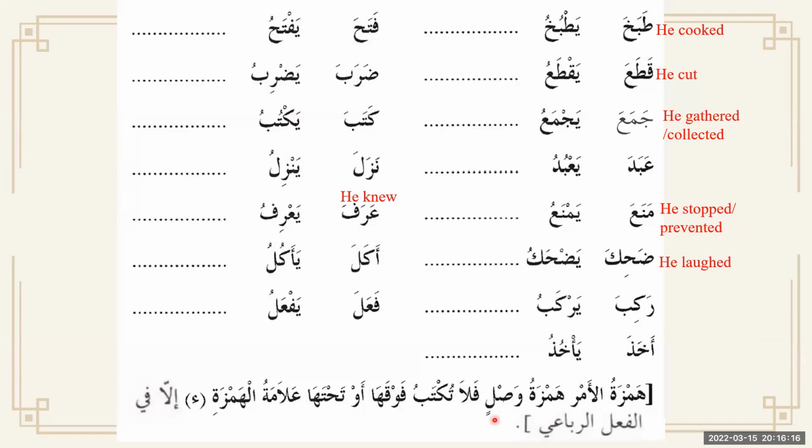Hamzatul Amri, Hamzatul Waslin. What does it mean? This itself is a jumla. If you remember, brothers and sisters, when I was teaching you book 1 classes, there is one word, Sa'ala, in my book. Tell me, what is Sa'ala Yas'alu? What is the Amr for that? Is'al. Very good. Excellent. Is'al.